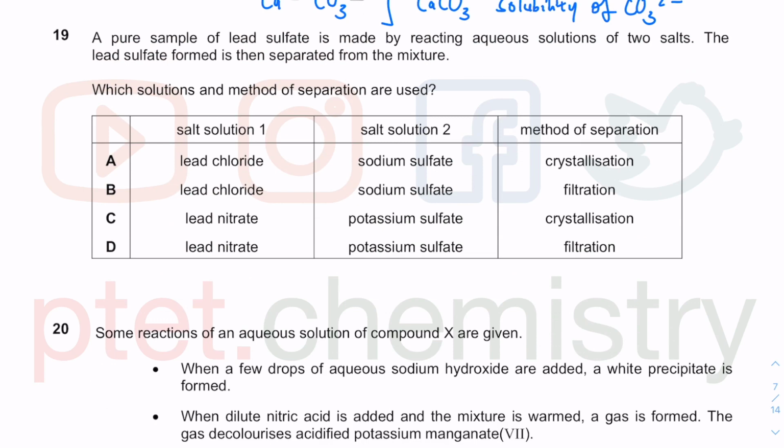Question 19, we have lead sulfate. This is to do with solubility of sulfate. We know that all sulfates are soluble except for 3 in the syllabus, except for lead 2 sulfate, Pb2+, SO4 2-, 2 plus cancel 2 minus, PbSO4.